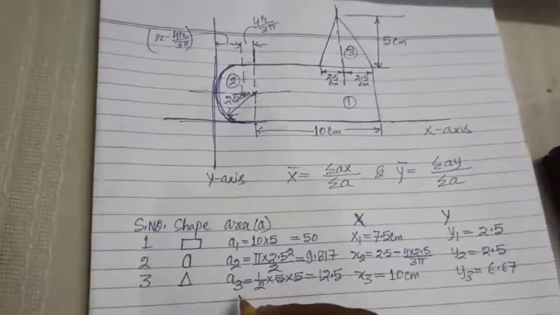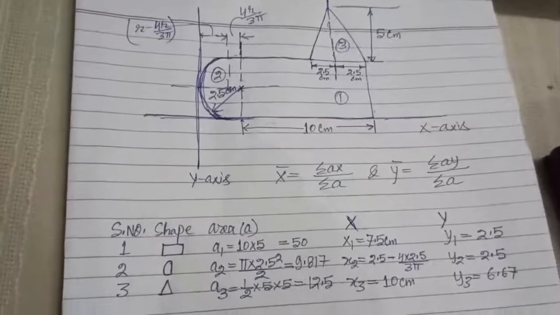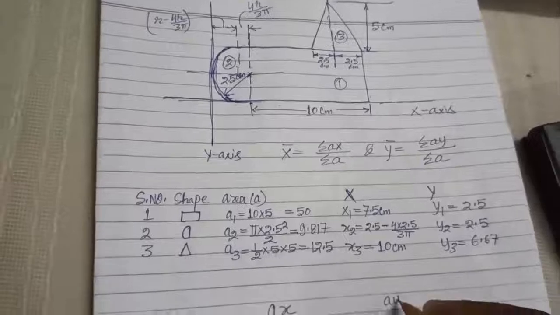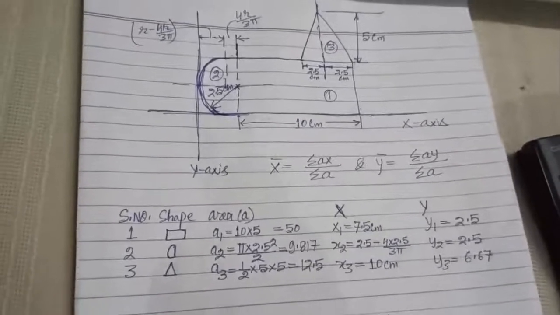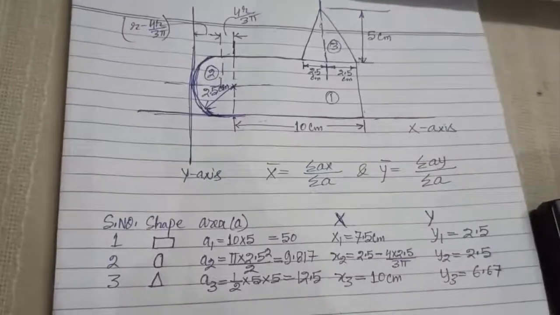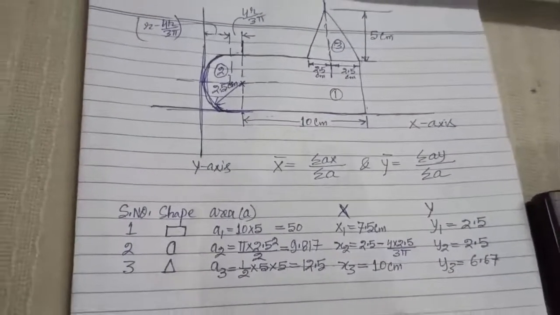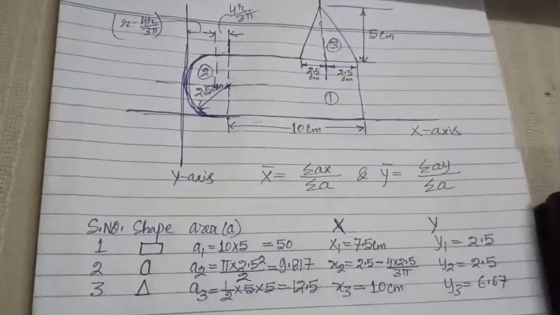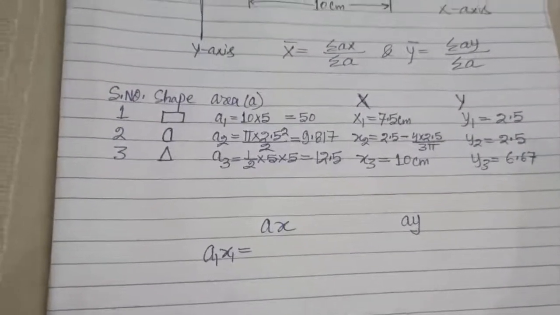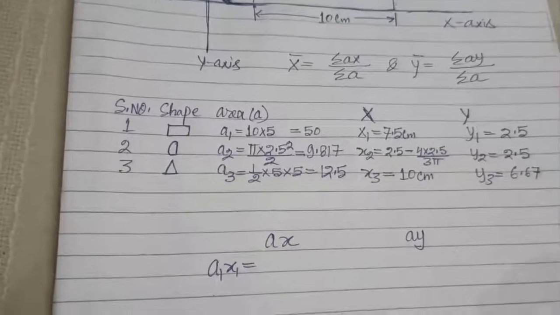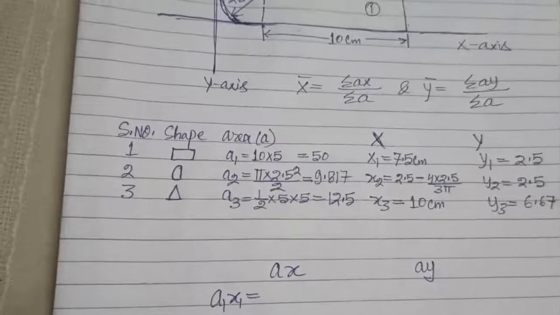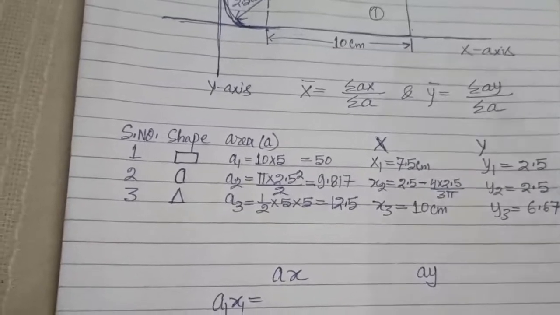So now ax and ay. We have to calculate A1x1. A1x1 is 50 into 7.5. So this is equal to 375.